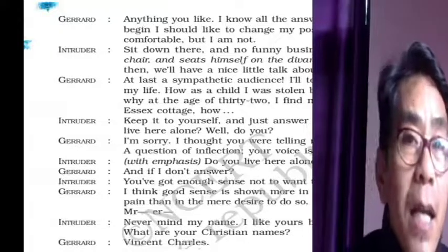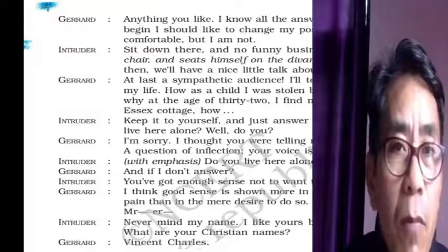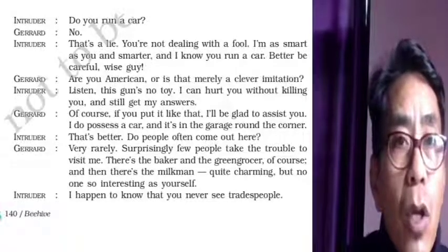So that was the reply given by Vincent Charles. So the intruder asked about Mr. Gerard's Christian name. Now let us see what he was trying to do. Why did he come to Gerard's cottage in the first place? What was his motive? Why did he want to kill Gerard? Let us try to read further.